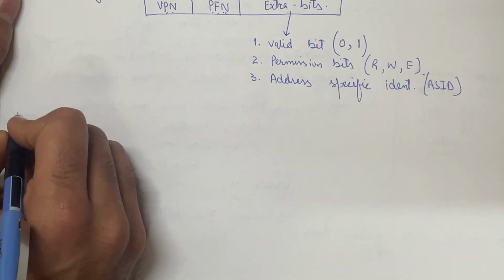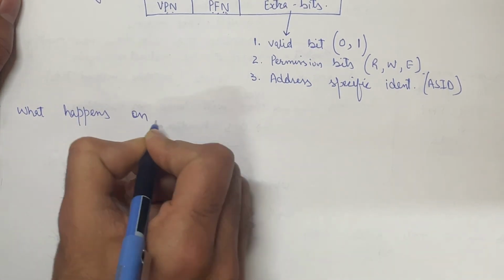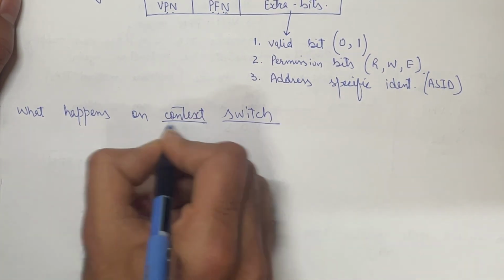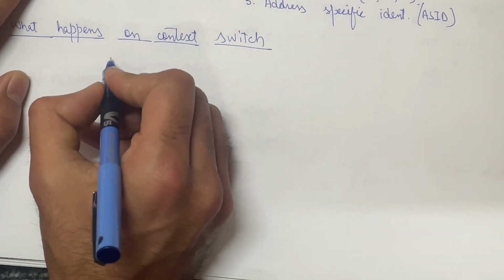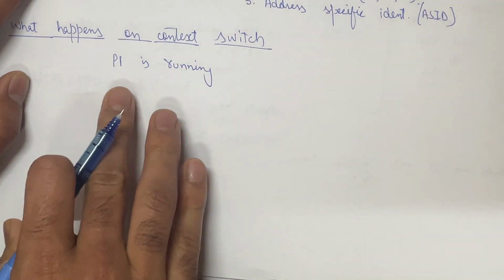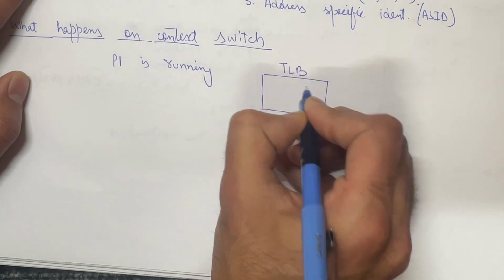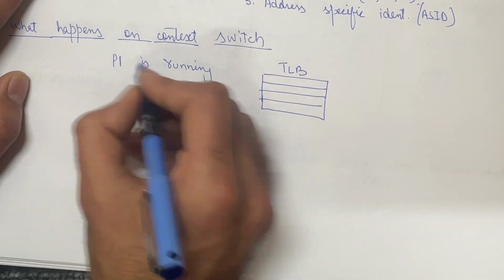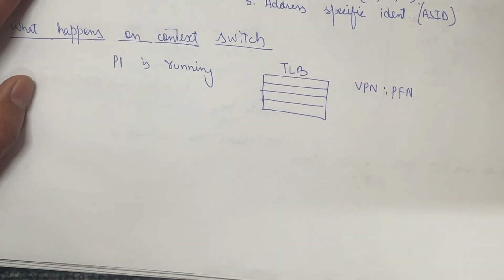So let's see, for example, what happens on context switch. Context switch means when we are changing the processor from one process to another. So let's say process one is running. Currently process one is running. So that means the TLB contains the mappings of this process's virtual page number to physical frame number. These mappings are stored in this particular TLB.